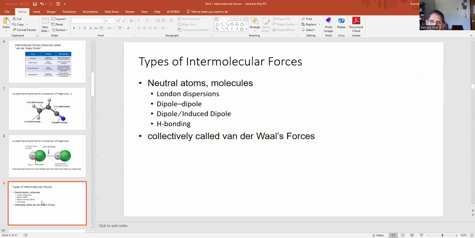The types of intermolecular forces between neutral atoms and molecules are London dispersion forces, dipole-dipole, dipole-induced dipole, and H bonding. These are the various types of intermolecular forces, which we collectively call the van der Waals forces.